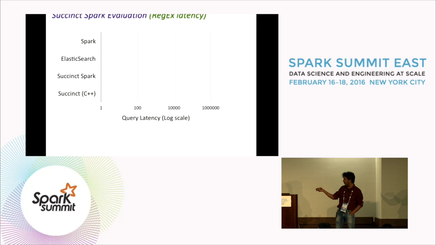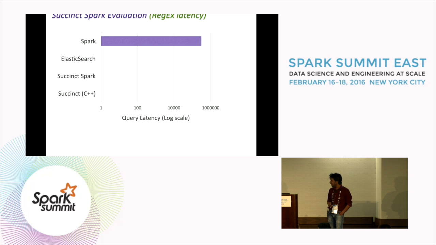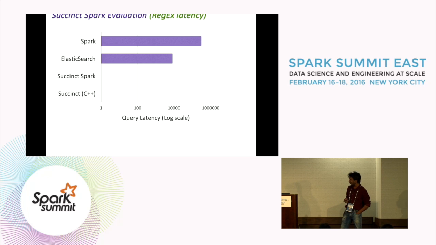So this goes all the way to 100,000 milliseconds. This is what Spark looks like, extremely, extremely slow, if you want to run a regular expression. And the problem is that you are not just scanning the data, you also have to do some computations for executing regular expressions. If you run Elasticsearch, it's still almost 7x faster than Spark. Elasticsearch is pretty good.